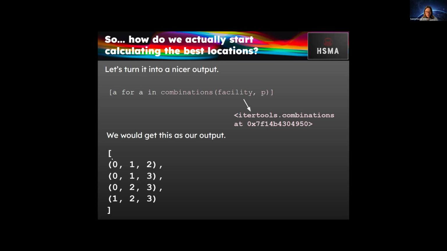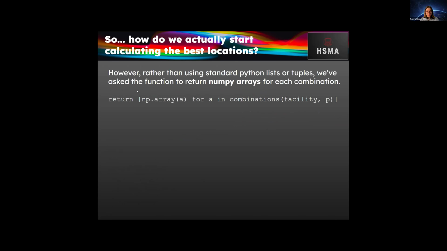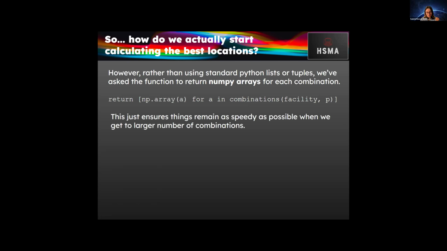We get this as our output. Now notice that it's standard brackets rather than square brackets around each of these. We want them as lists. That's just what we need going forward. So instead, actually, we're going to turn it into an array, because an array is faster. Basically, when you get to these huge problems that you can theoretically tackle with this approach, then you will want NumPy arrays. Everything will just work that little bit faster.